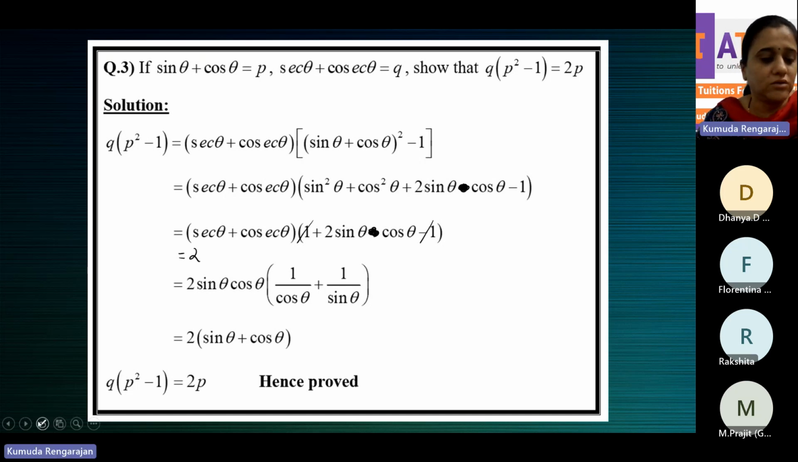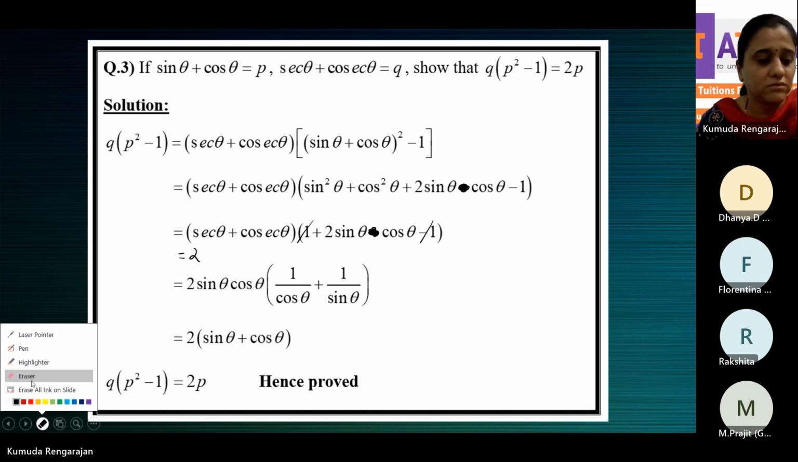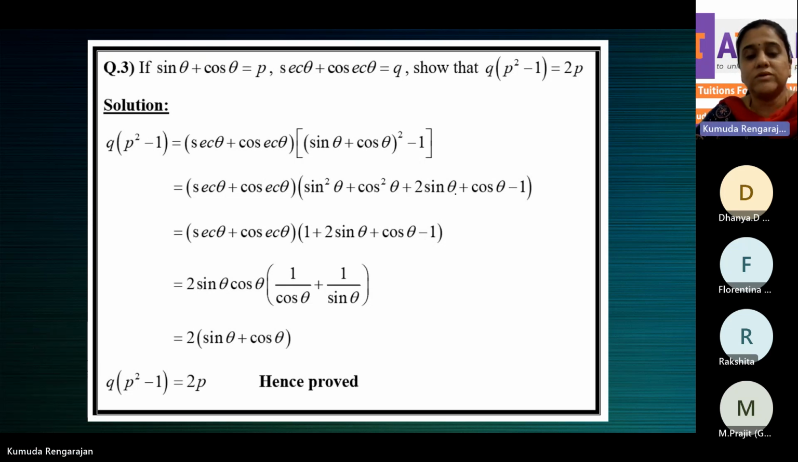This is 2 sine theta cos theta. I made a mistake in typing here. This one is what, children? A square plus B square plus 2AB, right? So this plus should not be here. Typing mistake. A square plus B square plus 2AB, 2 into sine theta cos theta. Here also, I typed this plus by mistake. 2AB, 2 sine theta cos theta.